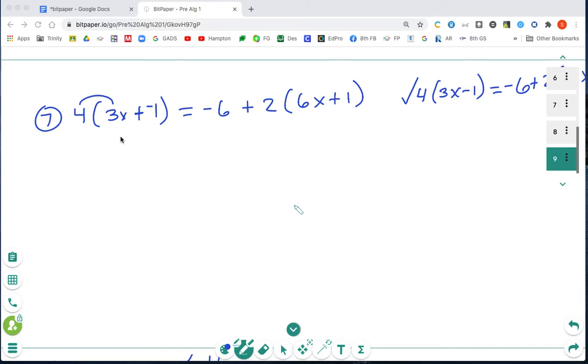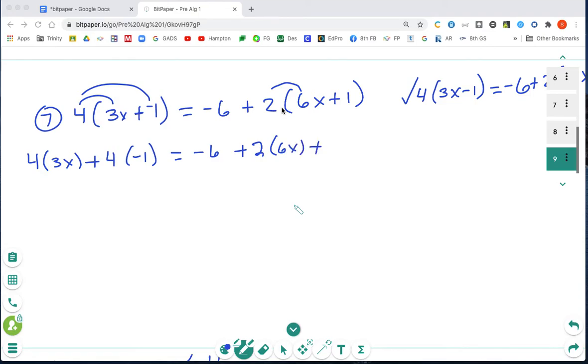So we're going to rainbow 4 times 3x plus 4 times negative 1 equals, now the negative 6 doesn't do anything because it's not next to a parentheses, so it just comes down, plus, now the 2 is right next to the parentheses, so we need to rainbow again. 2 times 6x plus 2 times 1.